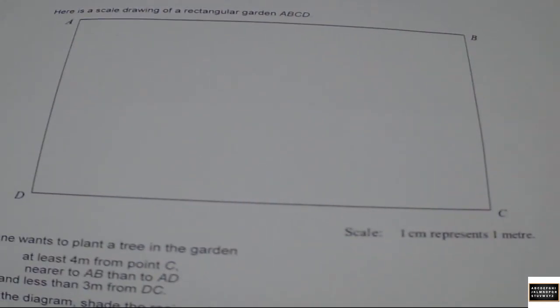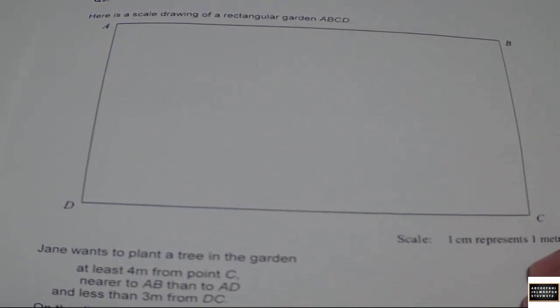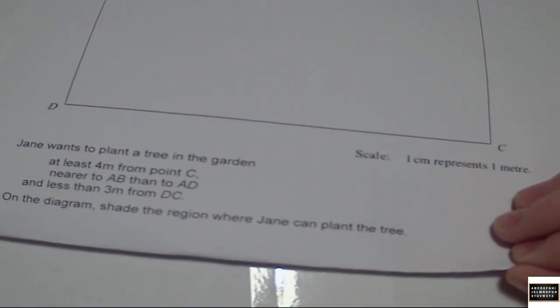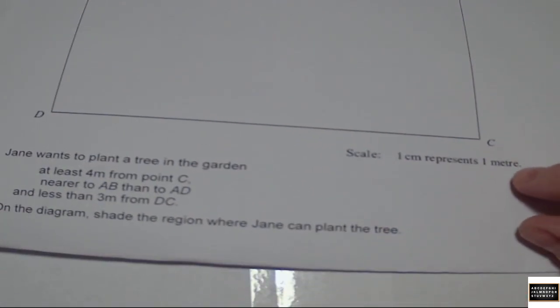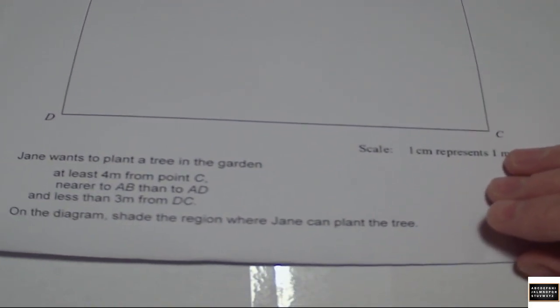So again, on constructions, you could have questions like this. So this is a typical sort of question that you might see. So this is talking about a scale drawing. It's important to look at the scale. So the scale is normally written in the bottom right-hand corner. So this one's talking about 1 centimetre representing 1 metre.